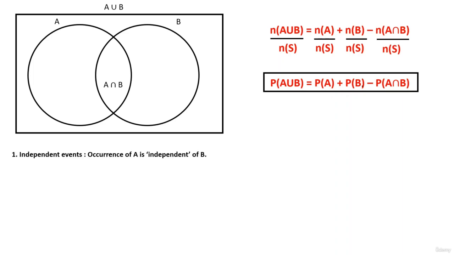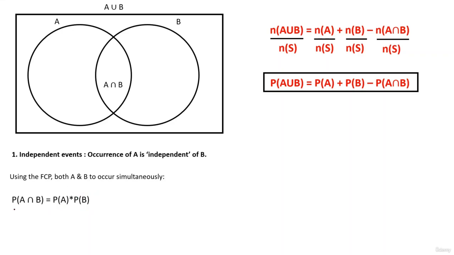The first category is that the two events can be independent events, wherein the occurrence of one event is independent of the occurrence of the other. So if A and B are your two different events, the occurrence of A is completely independent of B. By the fundamental counting principle, we can say that the probability of A and B both happening together, or the probability of A intersection B, can be given as the product of the individual values. A is happening, B is also happening.